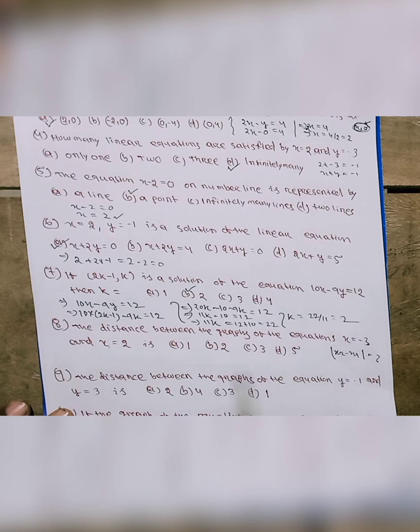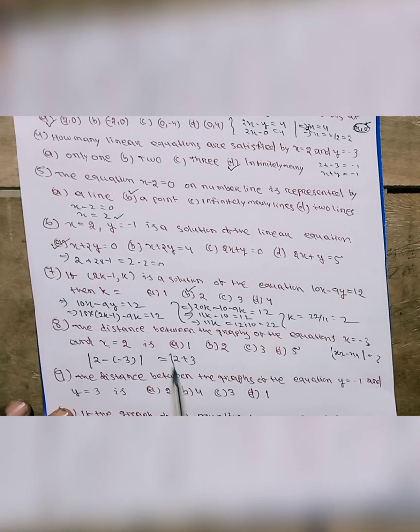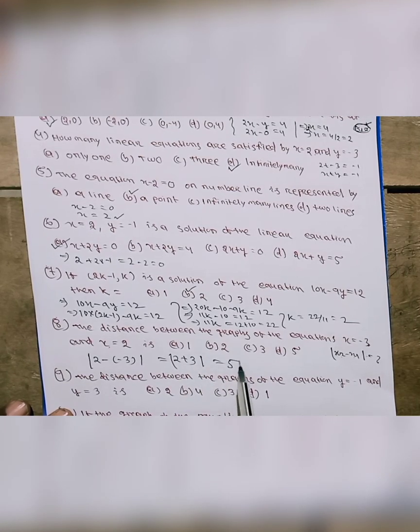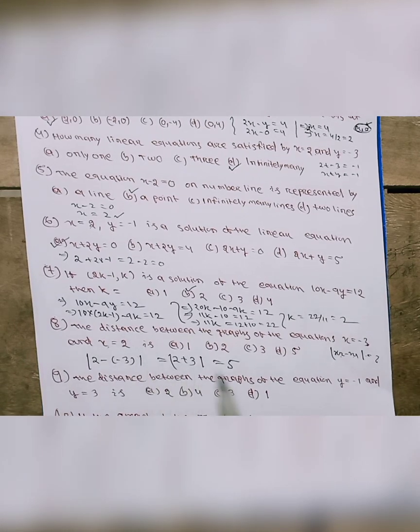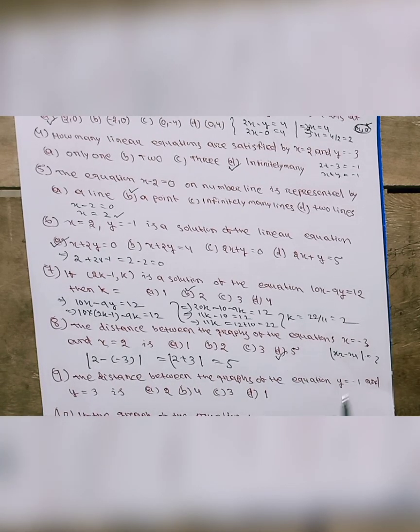So x2 minus x1: mod of 2 minus minus 3, which equals mod of 2 plus 3, equals 5. The distance between the two equations or 2 points is 5. Option D is right.